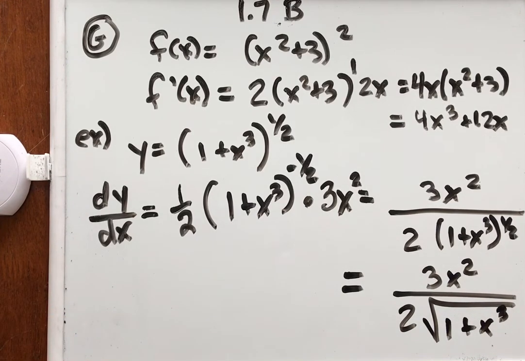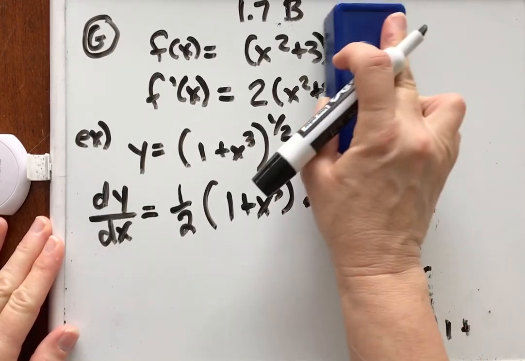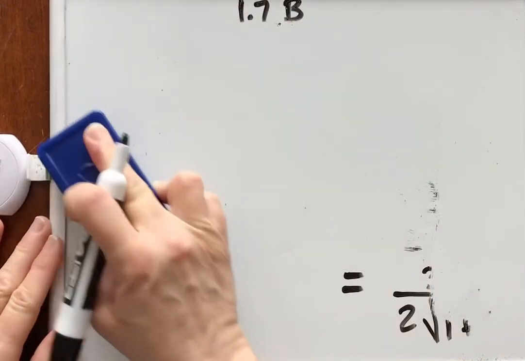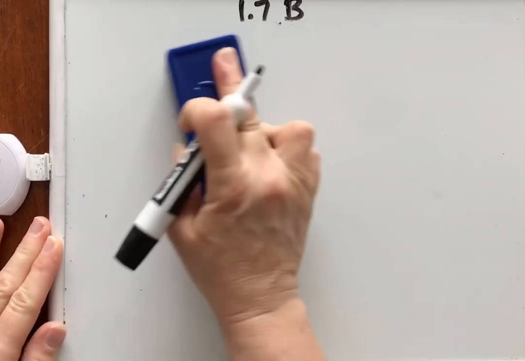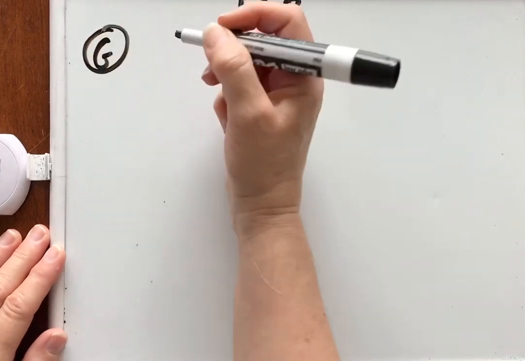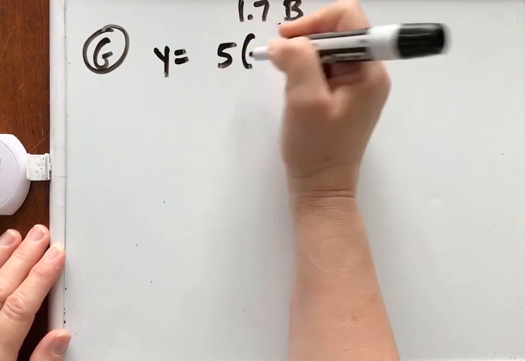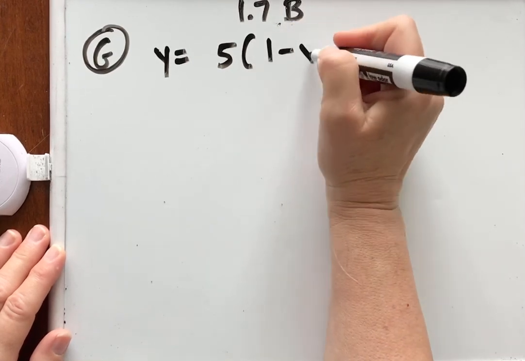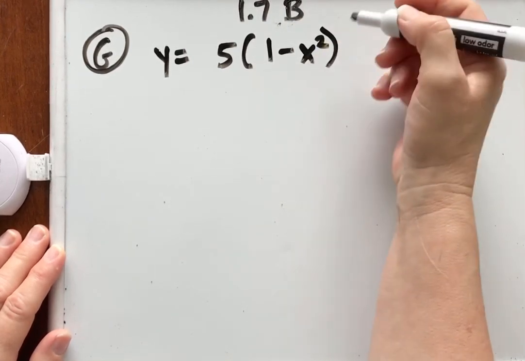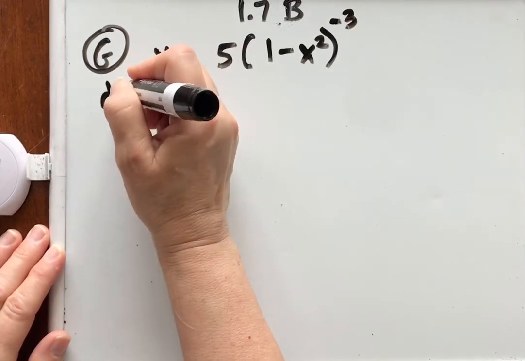Okay, I have one last problem for 1.7, and you're going to do this problem, and I'll come back to you. Okay, so G for group. Here's your problem. y equals 5 times (1 minus x squared) to the power of negative 3. Go ahead and find dy/dx.